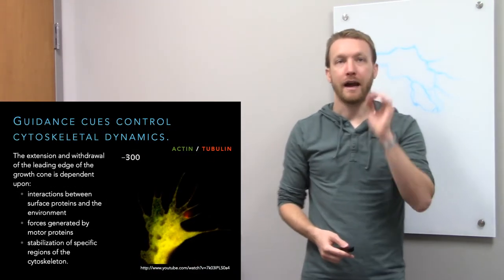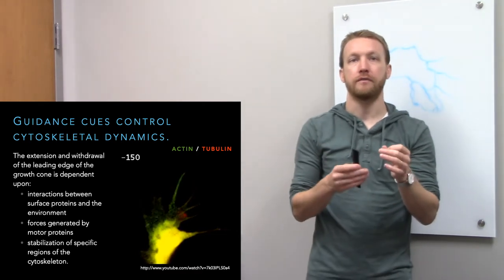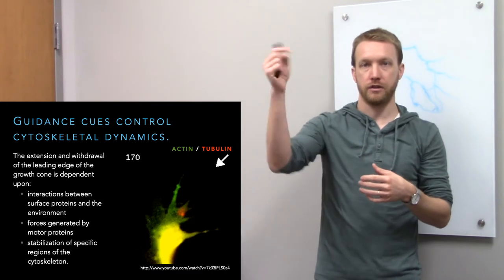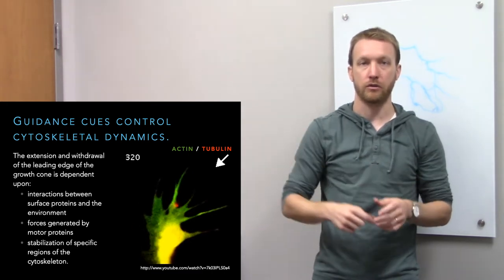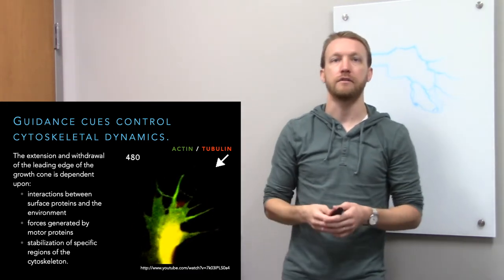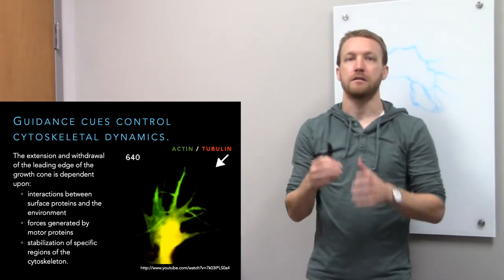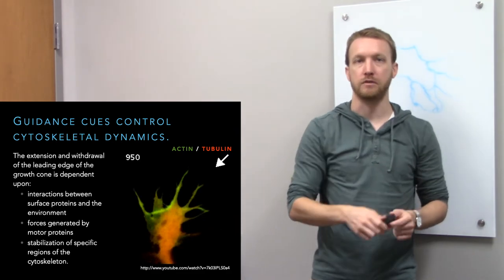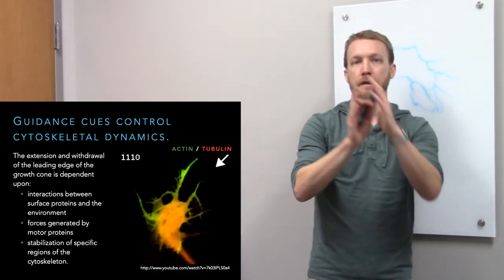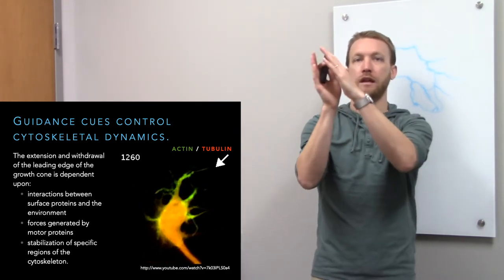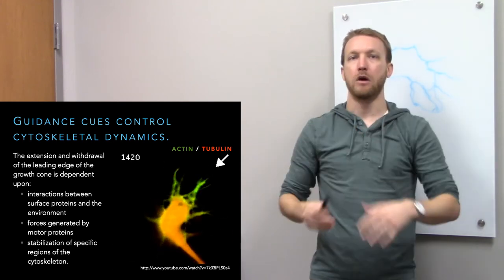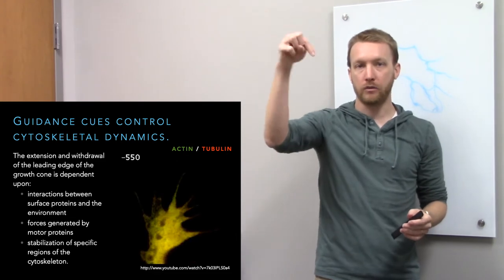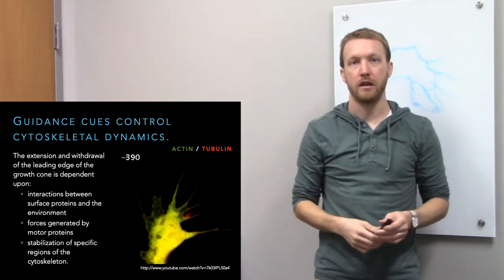The way that guidance cues are going to work is by affecting the extension and withdrawal of the leading edge. Here they're just applying a growth factor, so that's going to be attractive. Green is showing us actin, red is showing us the microtubules in this case, so it's flipped from the last one. What I want you to notice is that it's kind of turning in that direction. Most of the actin filaments that we're making are oriented toward that arrow where they've applied the growth factor.